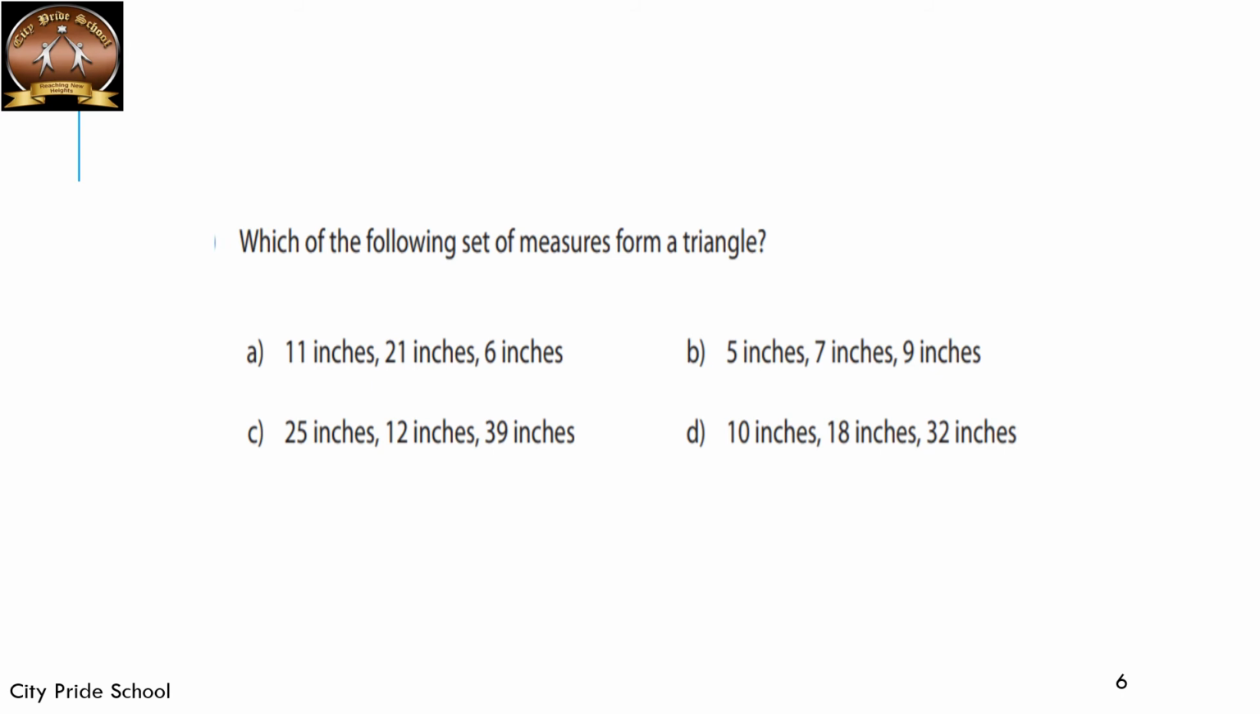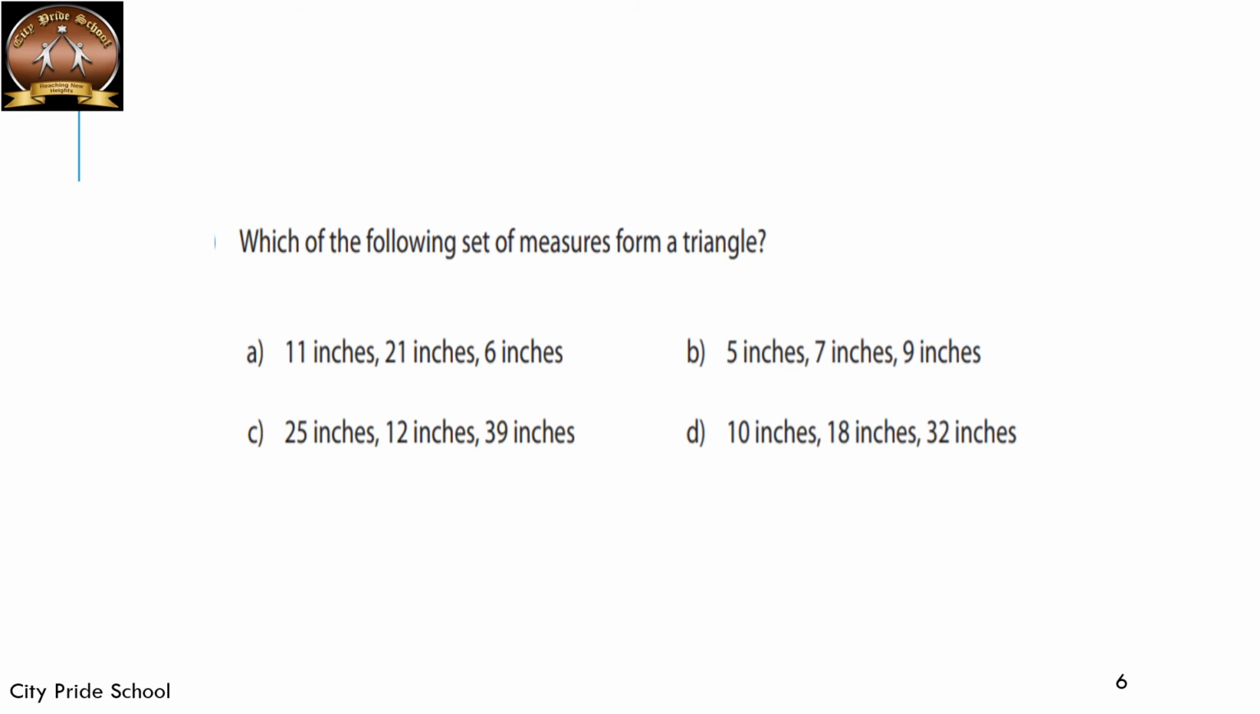Similarly, we will see the second example. Three sides are given as 5 inches, 7 inches and 9 inches. Instead of inches, you can consider centimeters, no problem. So I will start to add. First, I will add 5 and 7. So 5 plus 7 is 12, which is greater than the remaining 9. This is our first step.